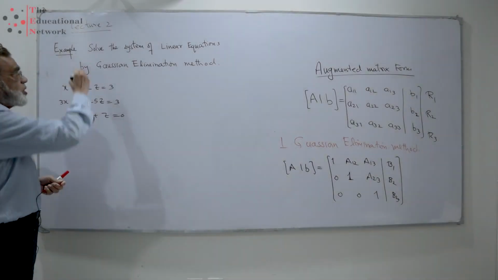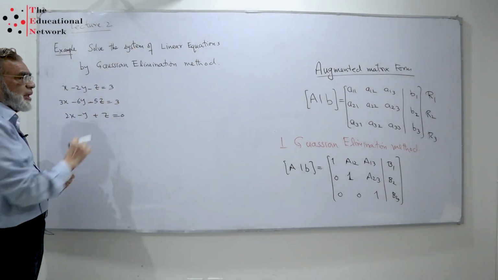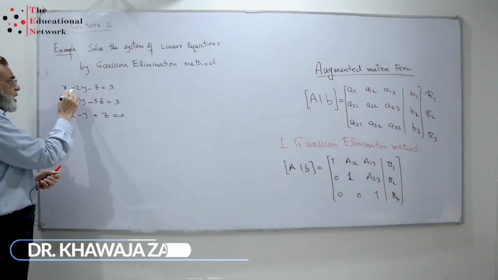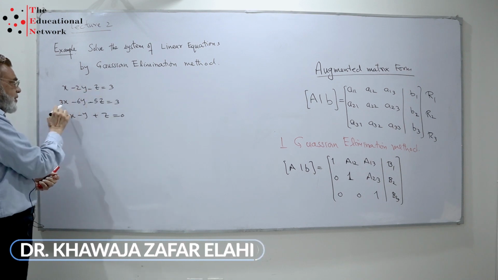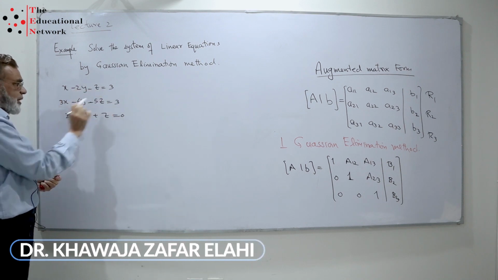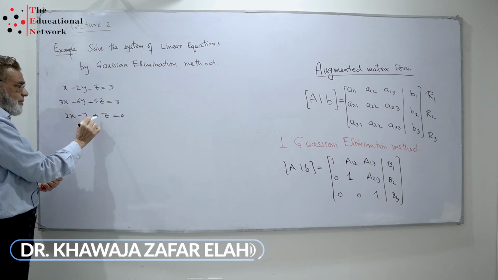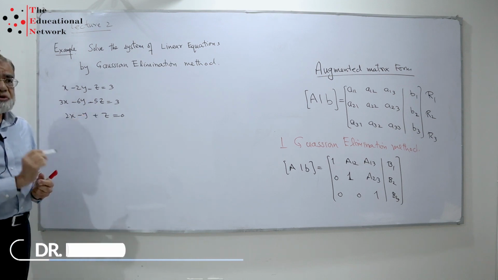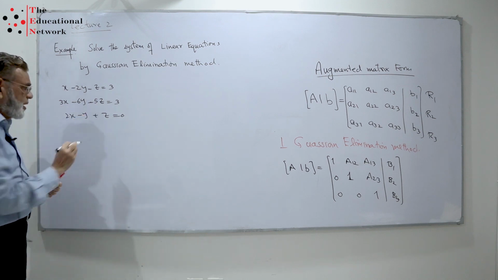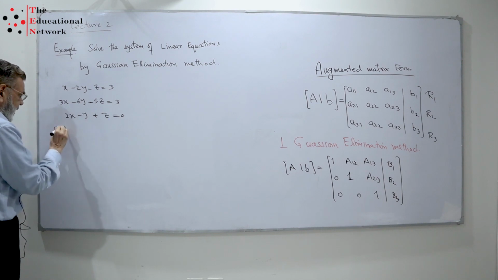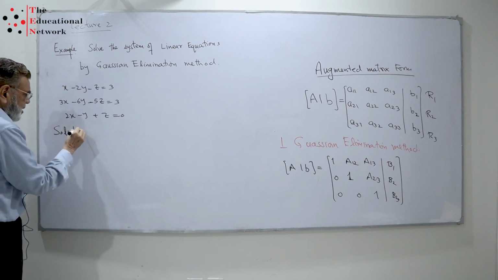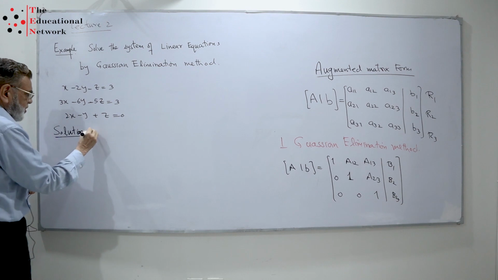We're going to solve the system of linear equations by the Gauss elimination method. We have the equations x minus 2y minus z equals 3, 3x minus 6y minus 5z equals 3, and 2x minus 2y plus z equals 0. First we write the augmented matrix form. So this is my solution. And as I said, always when we start, we write the augmented matrix form from these equations.